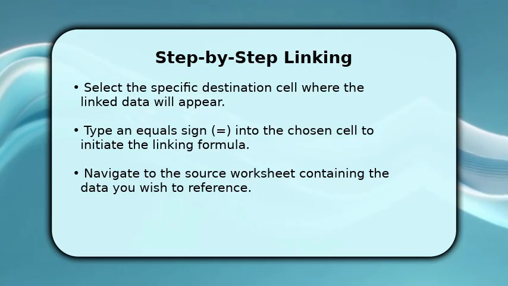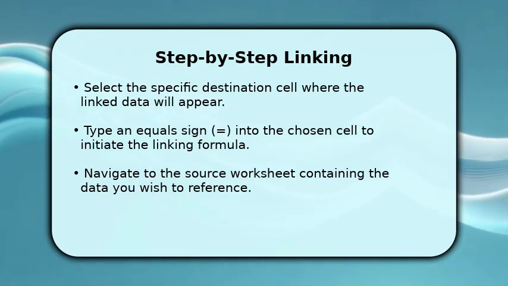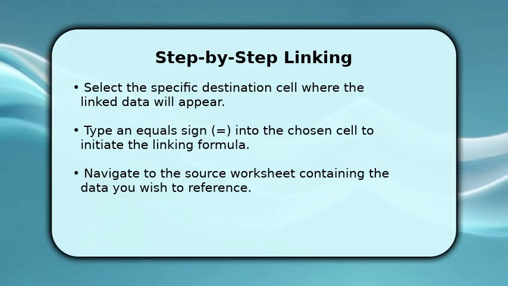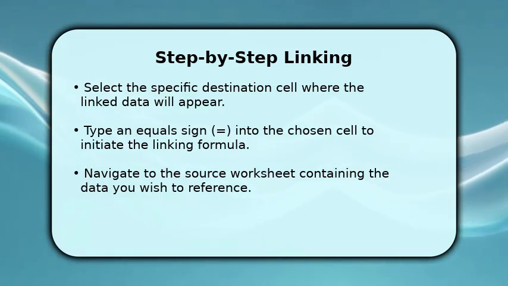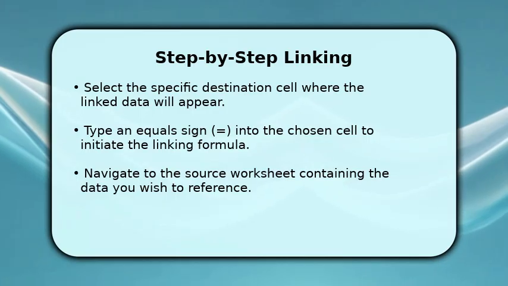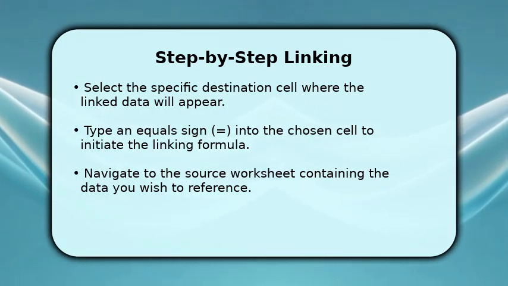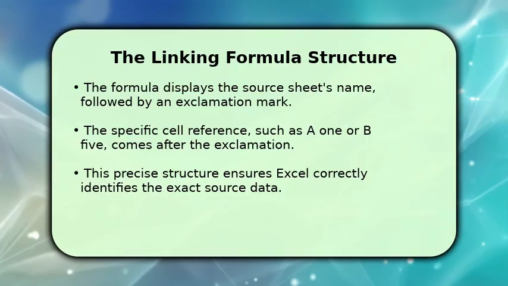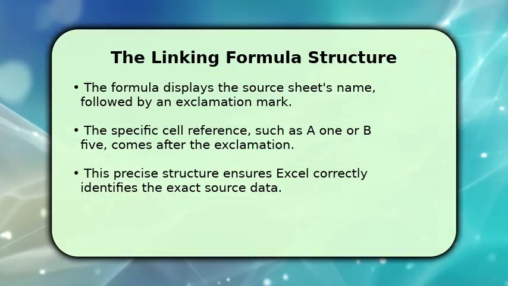Now, navigate to the sheet containing the source data. Once there, simply click on the specific cell you want to link. Excel will automatically build the reference for you, making it incredibly easy to connect your information. Once you've clicked the source cell, you'll see the formula appear in your destination cell.